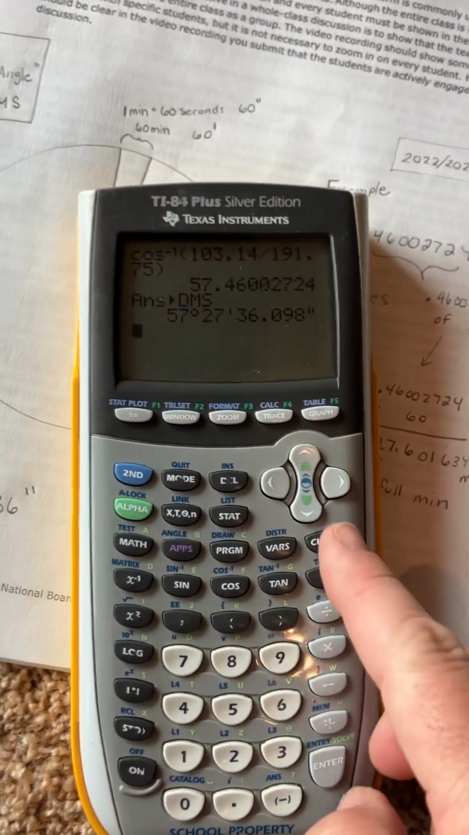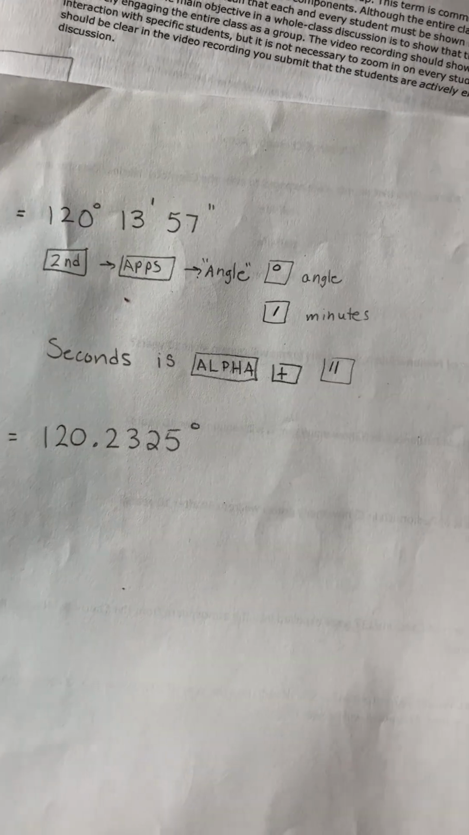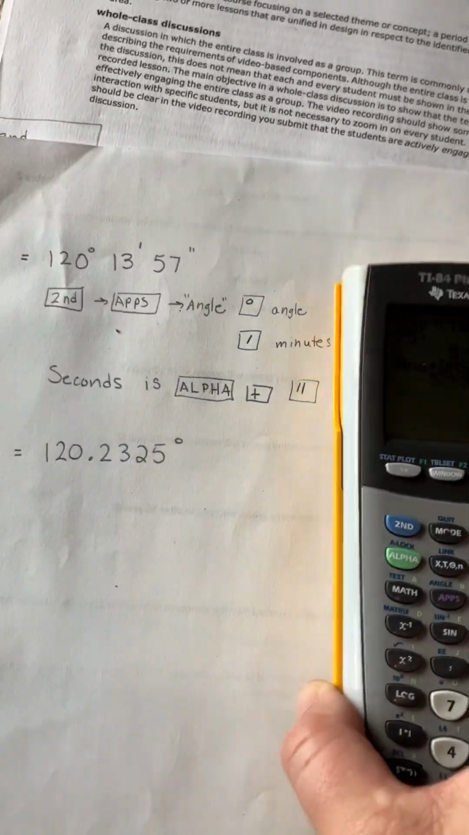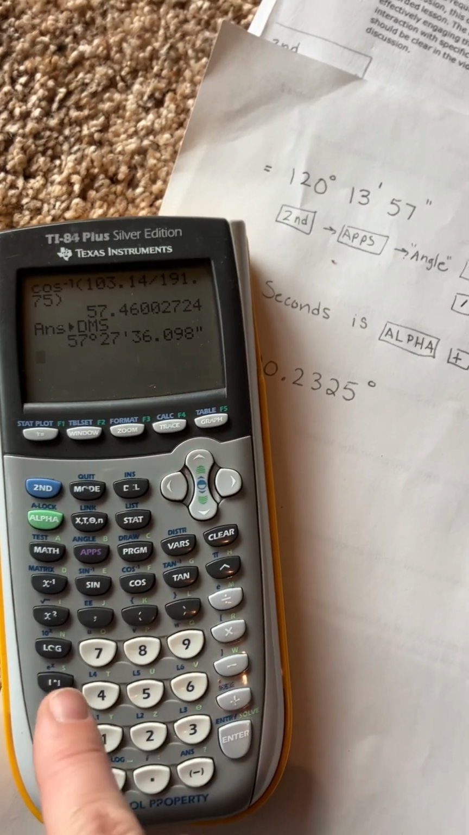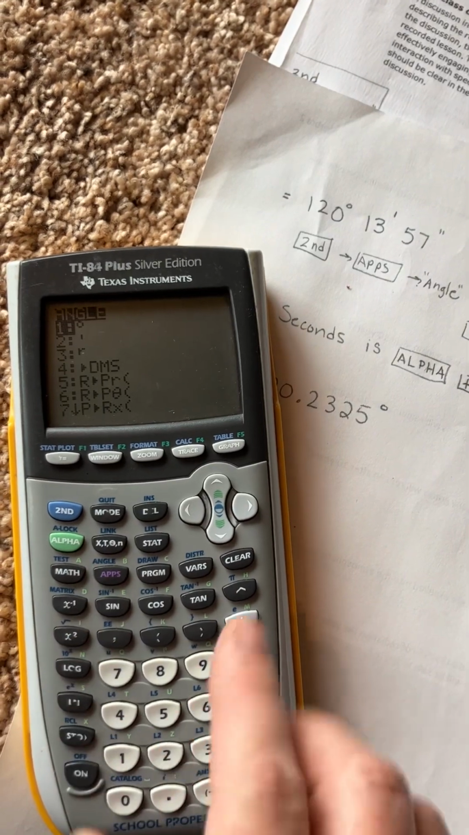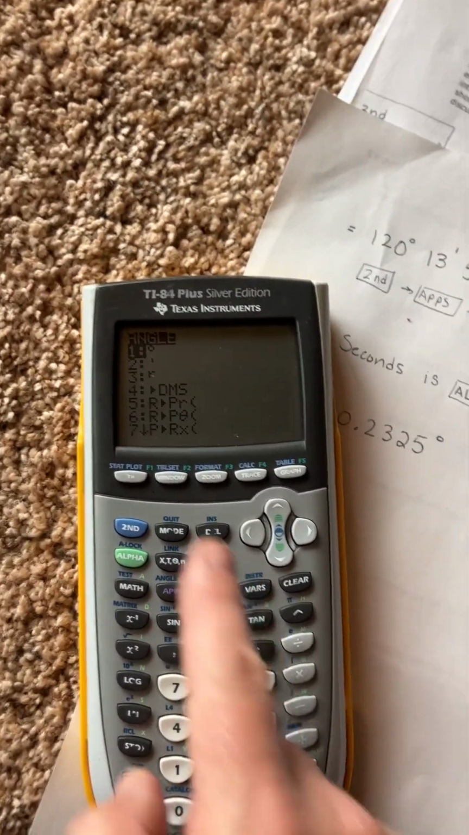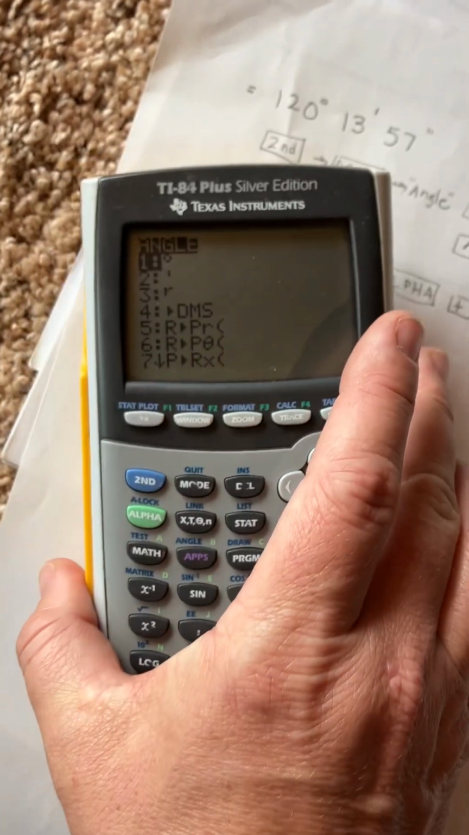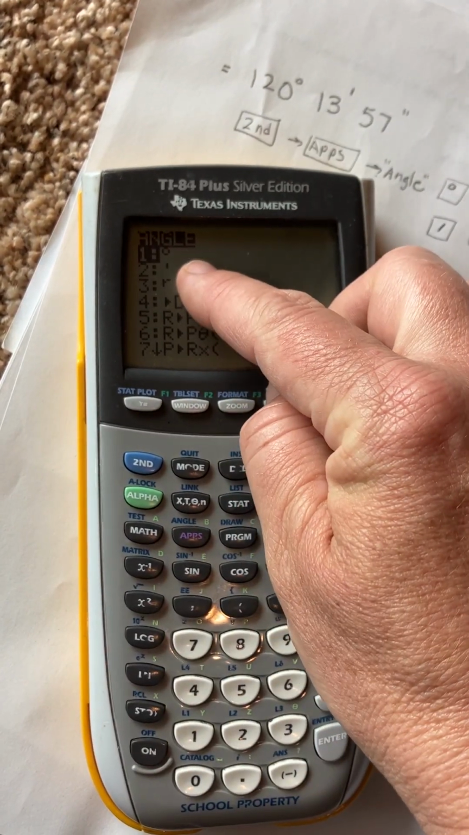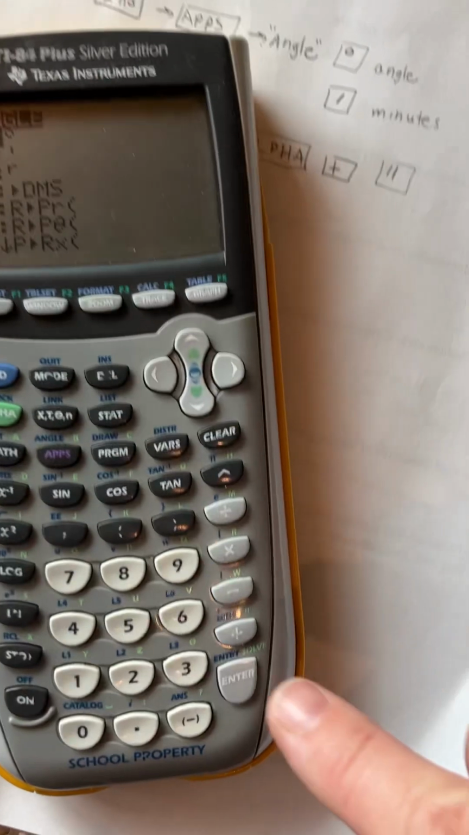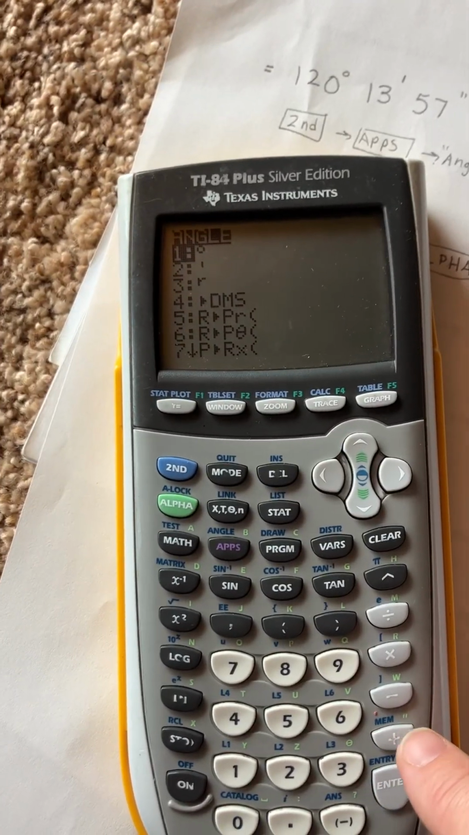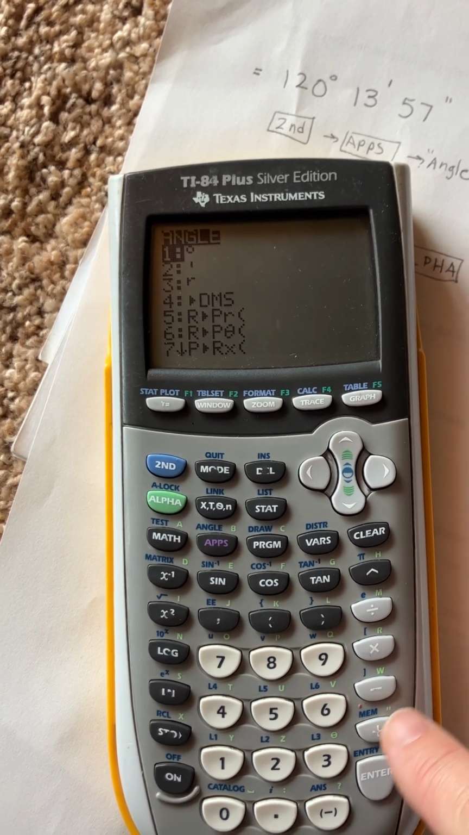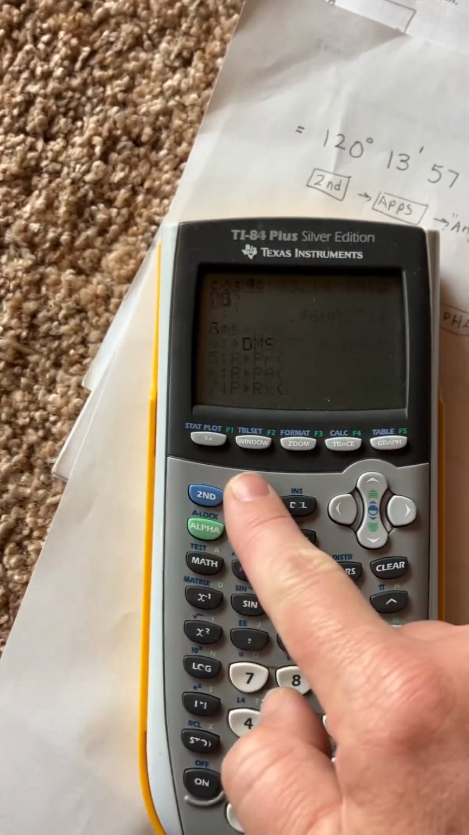So the other thing I need to show you is how to enter it if you are given an angle in degrees, minutes, and seconds. So similar steps to follow. What we're going to do is go into that second apps or angle menu again. Can you see the first and second? I got degrees, minutes, and then we're going to find seconds all the way over here, above the plus button. So I'll push alpha plus when I'm ready for that. So it's going to look like this.